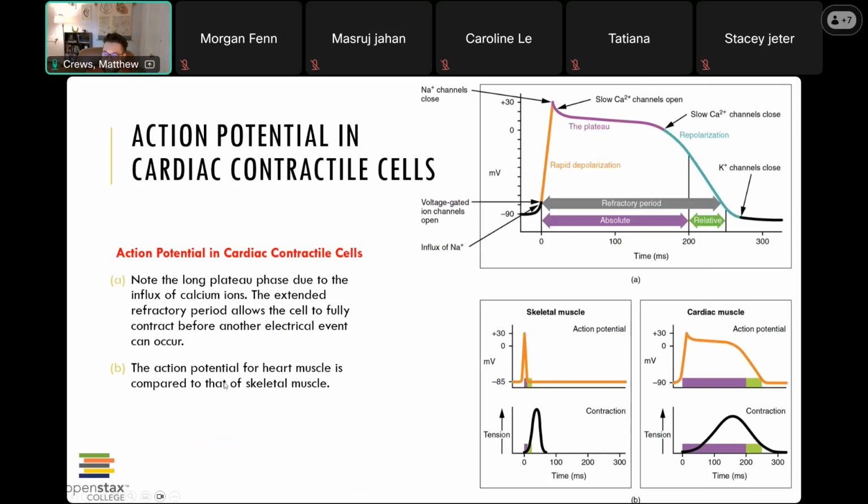Okay, so the action potential for heart muscle is next to skeletal muscle right here, and just notice the difference, right? If you need to jump out of the way and you're like, Matrix, you need that action potential to go, and you need to contract really fast, right? For heart, you need it to stay steady. You don't want it to shoot up and down, or shoot all over the place. That's really bad for you, okay? It allows it to fully contract before another electrical event can occur, okay? Any questions about action potential in contractile cells?